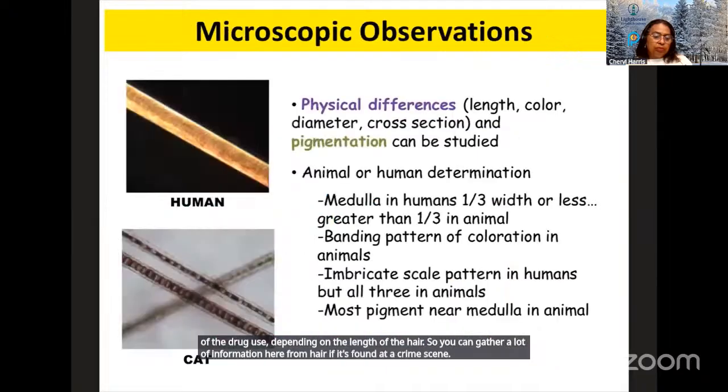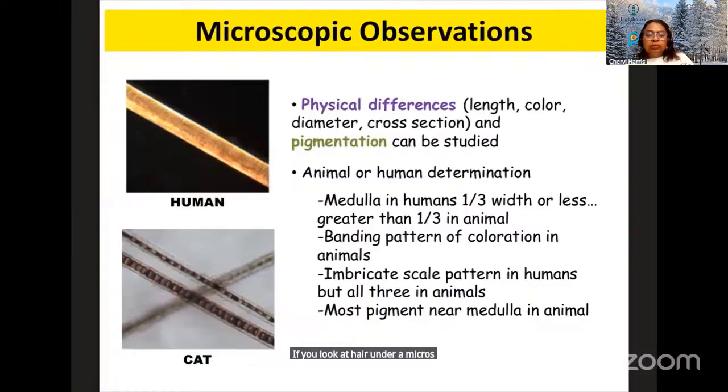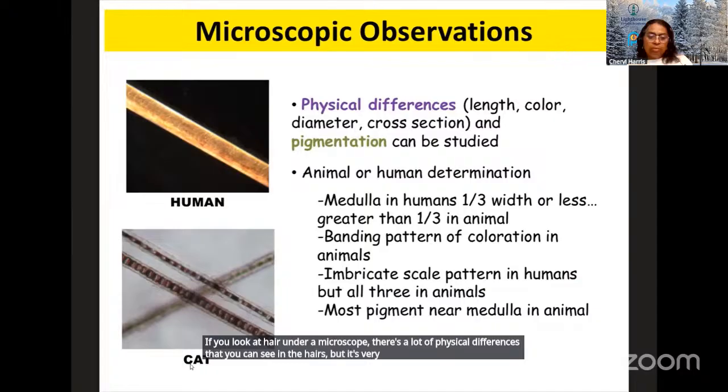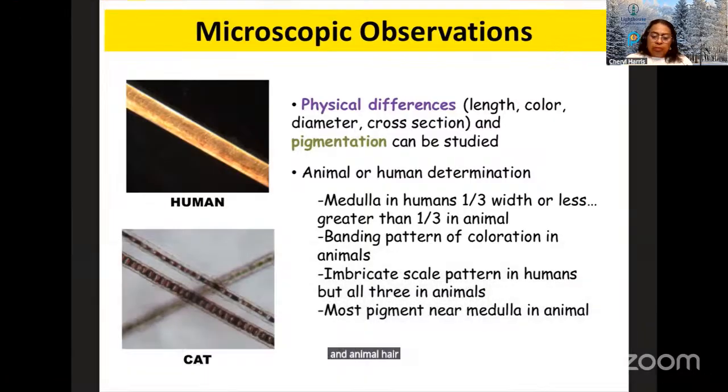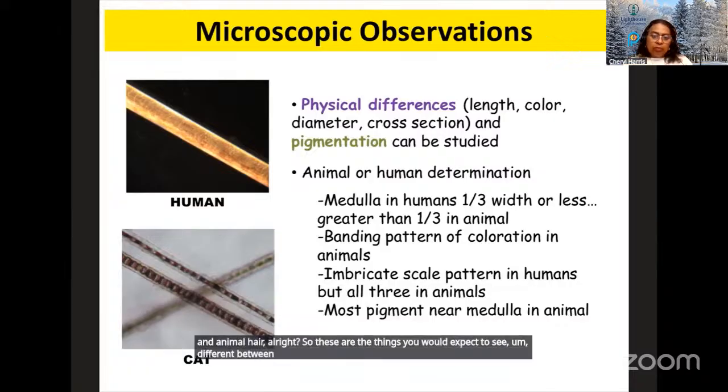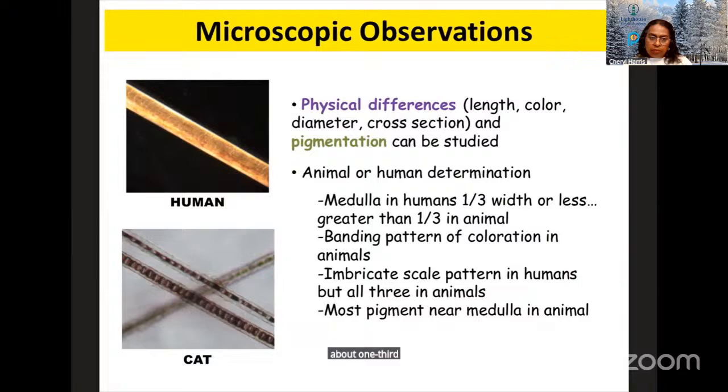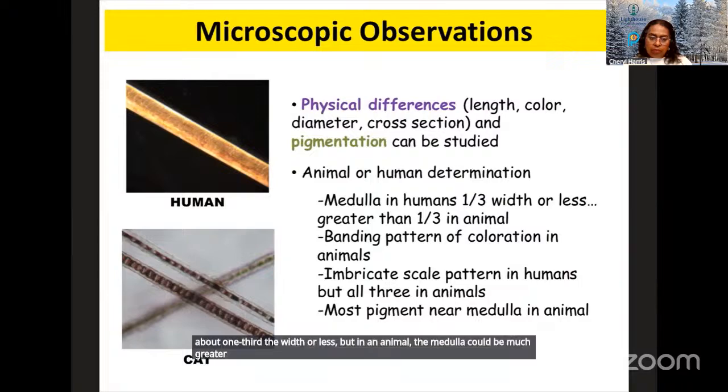If you look at hair under a microscope, there's a lot of physical differences that you can see in the hairs, but it's very important that you understand that there's differences between human and animal hair. All right, so these are the things you would expect to see different between human and animal hair. So in humans, the medulla is typically about 1/3 the width or less, but in an animal, the medulla could be much greater than that. It almost looks like it takes up more of the hair itself.